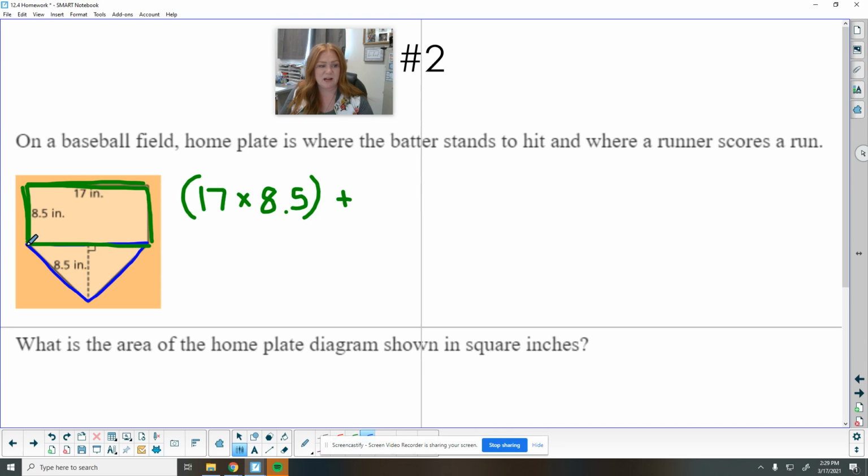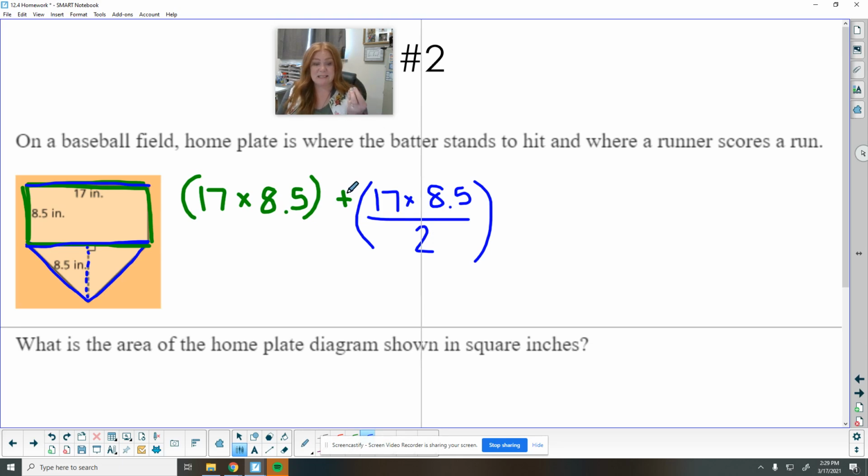Let me switch over to another color. So we've got this line here is the same as this one. So now we're taking 17, that's the base, and our height goes straight up and down. And we're going to times by the height. So these are exactly the same, except this one's a triangle, right? It's missing all of this extra stuff out here. So we've got to cut it in half. So we're going to do each of these problems. So this will find the rectangle. This will find our triangle. Then we add our pieces together to find the area of the home plate in square inches.